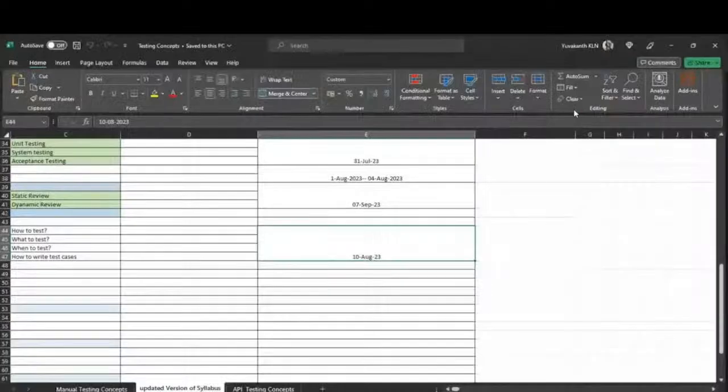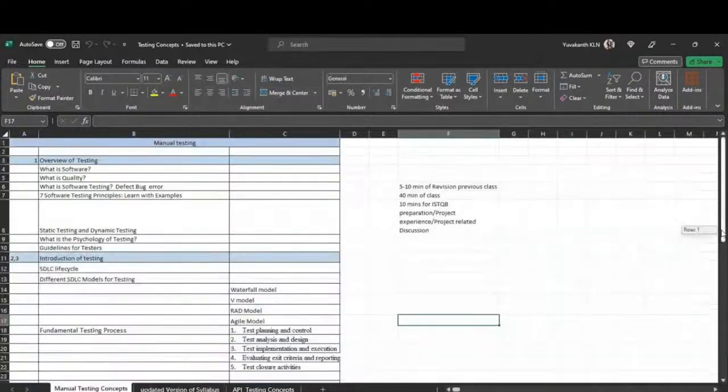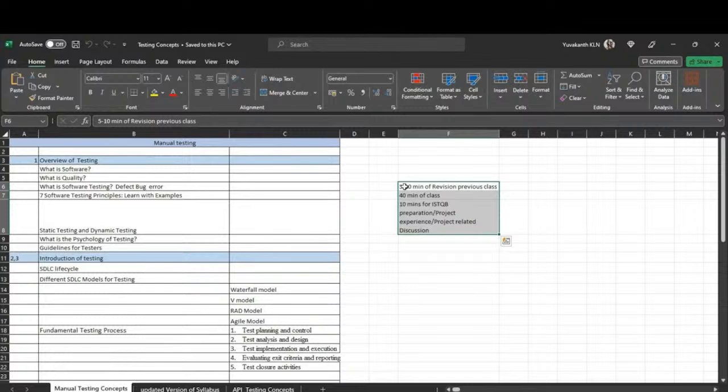Okay, you have to understand one point. Our total class session will be 1 hour, right? I will divide my session like this: the first 5 to 10 minutes for revision of our previous class. The next 40 minutes is totally a theory class, on the topic that I will cover in that particular class. And the last 10 minutes will be either project related discussion or ISTQB preparation. So this is how we generally take our class sessions.